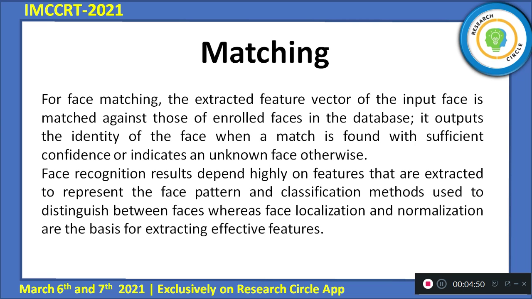Face recognition results depend highly on the features that are extracted to represent the face patterns and the classification method used to distinguish between faces, where face localization and normalization are the basis for extracting effective features.